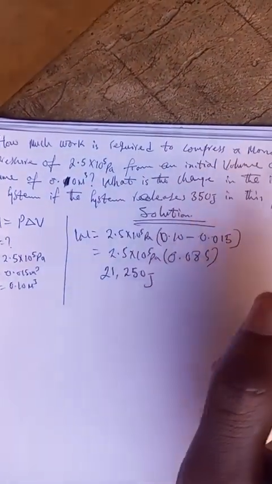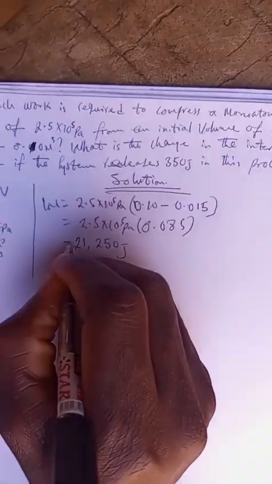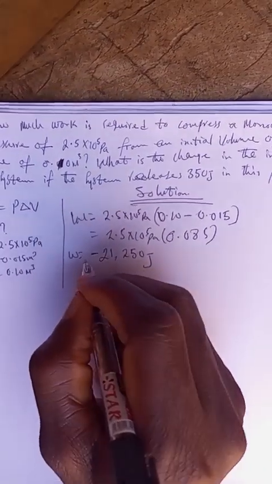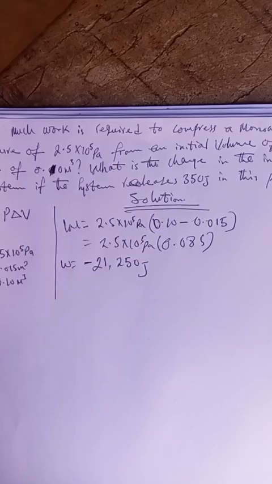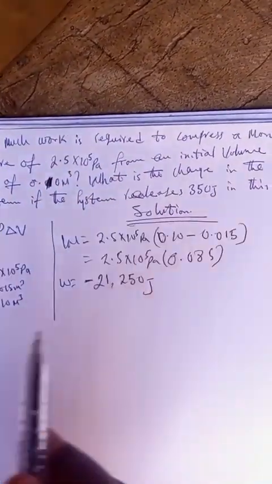But remember, how much work is required to compress? When you compress the gas, I have told you before that the answer will be in minus. So W is equal to minus 21,250 joules.